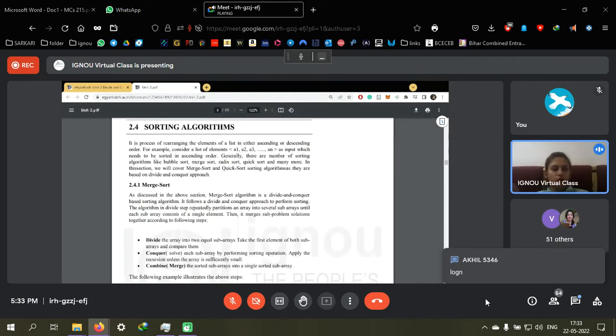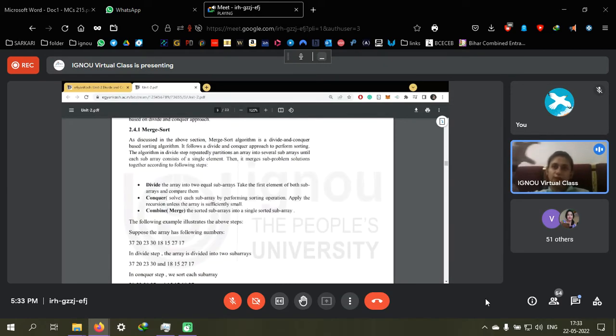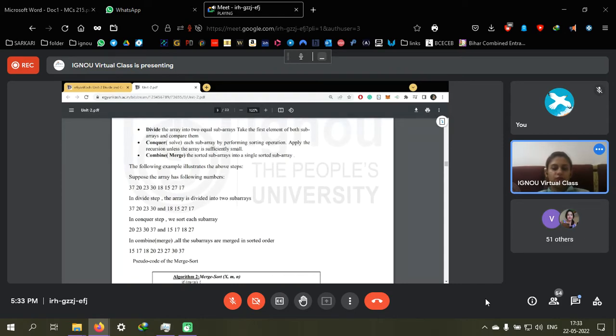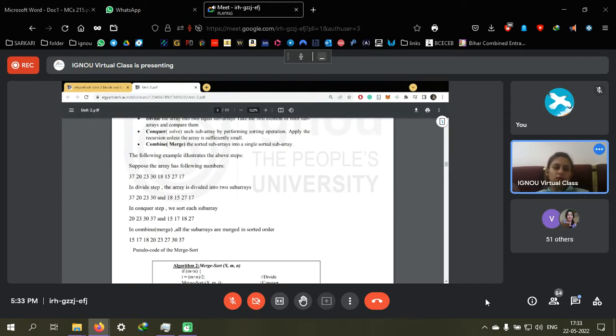Now we have some sorting algorithms here. The first one is merge sort. In merge sort, we have to divide the array into two parts until we get individual elements. That means it is a divide and conquer approach to perform sorting. We divide the array into two equal sub-arrays, take the first element of both arrays and compare them, then conquer it and combine it. We have an example here: 37, 20, 23, 30, 18, 15.